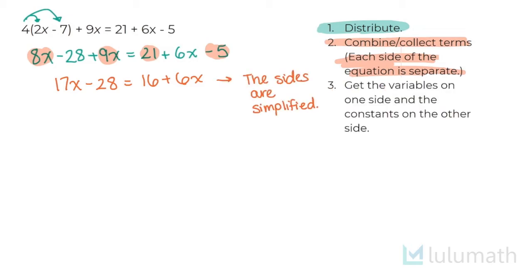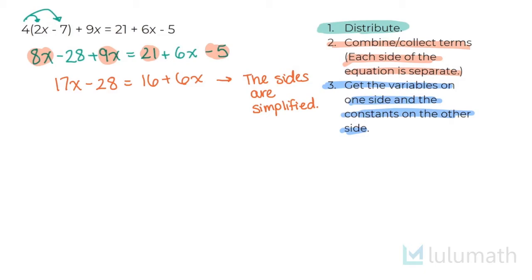Now that I've done that, I'm going to get the variables on one side and the constants on the other side. Again, it does not matter what I choose to get rid of at this point. I can get rid of the 17x, the negative 28, the 16, or the 6x. It's entirely up to me. I'm going to get rid of the variables from one side and put them on the other side, and I'm going to keep the variables on the side that has more variables on it. So I've got 17x and 6x. 17 is bigger than 6, so I'm going to get rid of the 6x.